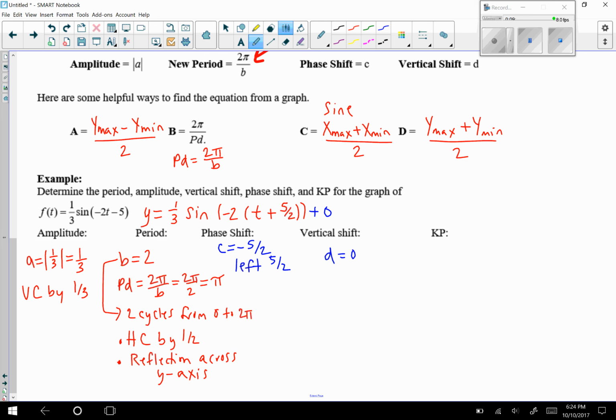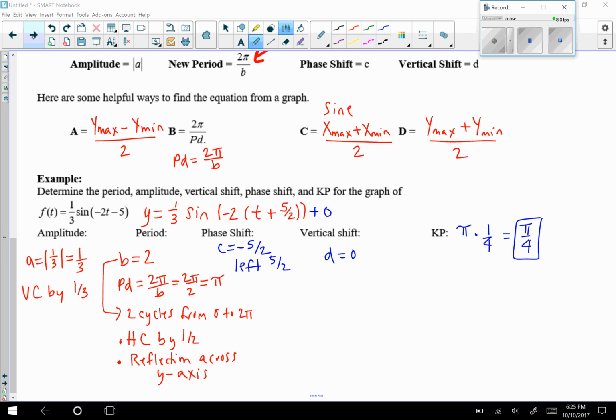And then your key points, remember that your key points are your maximums, your minimums, and your intercepts, or where your graph crosses your vertical shift, so the midline. And in this case, that means for this graph, we have to take the period, which is pi, and we divide it by 4, or dividing by 4 is the same thing as multiplying it by 1/4, and we get pi/4. So that means that on our graph, when we're graphing this, remember that our key points are going by intervals of pi/4, and that's what I would count by on my x-axis as I'm writing them down.